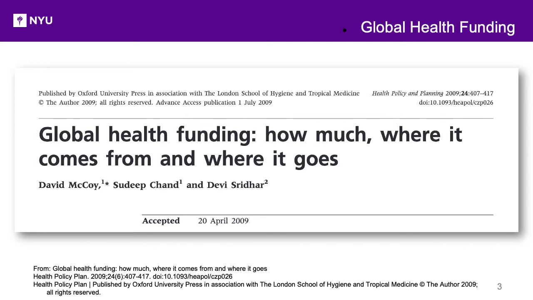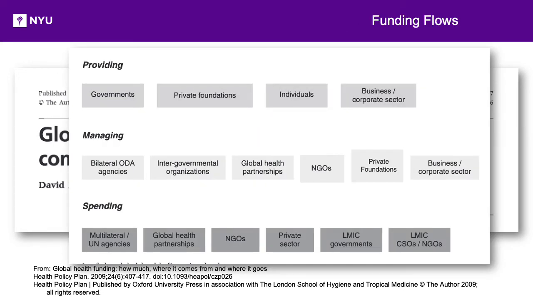Before we discuss global health financing, it's better for us to have a scheme that we can refer to. So I usually refer to this article published in 2009 by McCoy and colleagues, in which they lay out a specific scheme about global health financing. The article developed by McCoy and colleagues divides institutions and organizations into three strata.